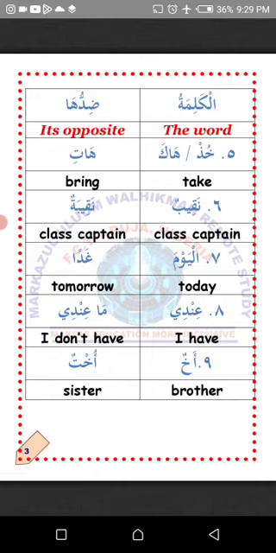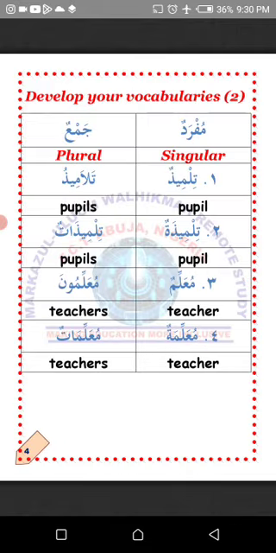Tisya, number 9: akhun, brother. So the opposite, akhtun, sister. La'alaka fahimt? I hope you understand. MashaAllah. Then we talk about mufrad, singular, and jamu, plural.